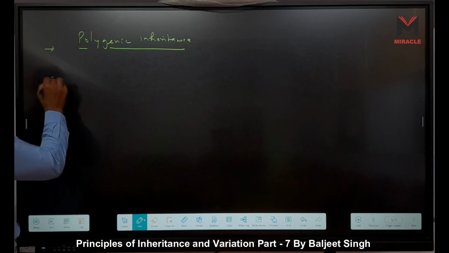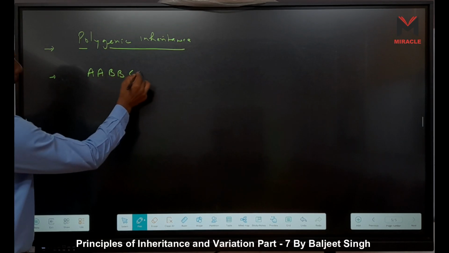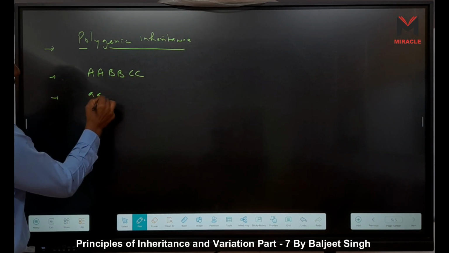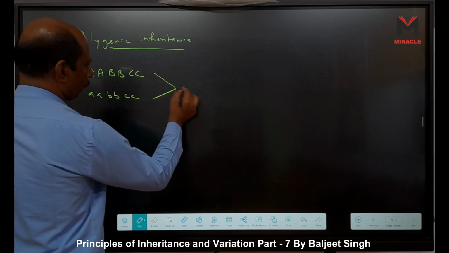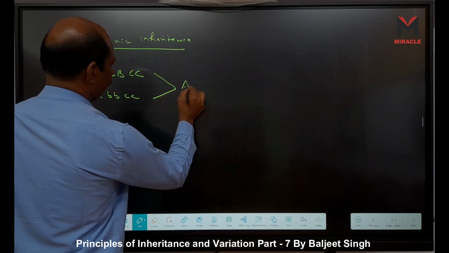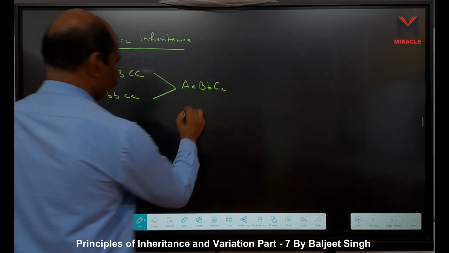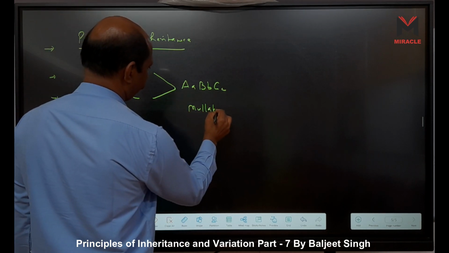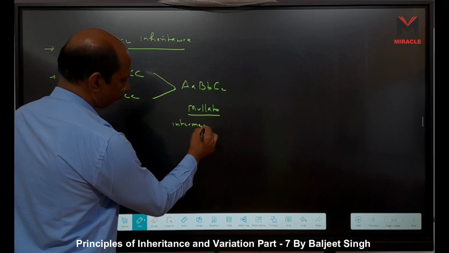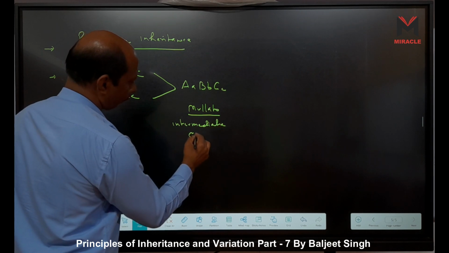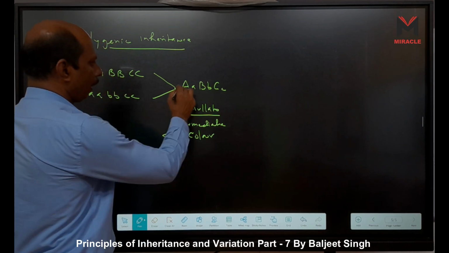Polygenic inheritance, what happens here? Here we have the first gene and the second gene, right. In the F1 generation, what happens here? We have capital A, small a, capital B, small b, capital C, small c. That is mulatto. Intermediate color, we can say intermediate skin color, right. A, B, B, C, C.